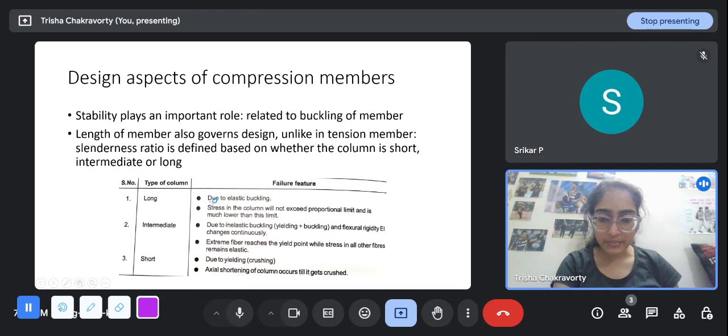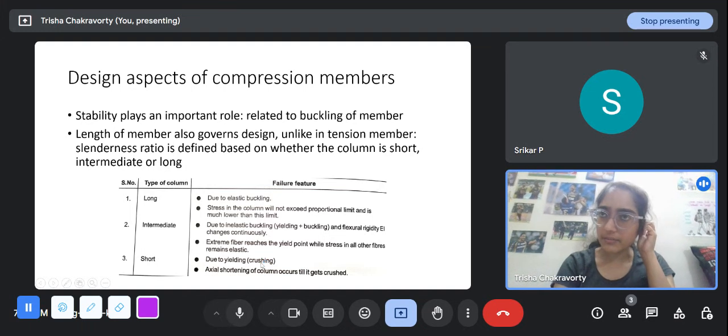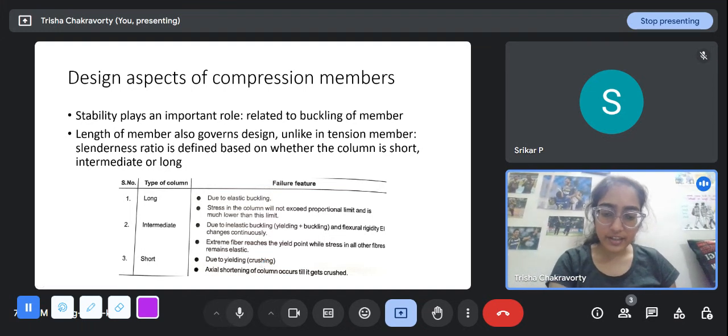In a long column, the failure feature becomes like elastic buckling, which becomes a very important issue, and stress in the column will not exceed the proportional limit and is much lower than its limit. In long columns, the overall compressive strength is not as much an issue as buckling. Short columns fail due to yielding or crushing. We have seen some criteria like web crushing and buckling, and axial shortening of the column occurs till it gets crushed. And for intermediate columns, due to inelastic buckling, yielding plus buckling, and flexural rigidity, EI changes continuously.